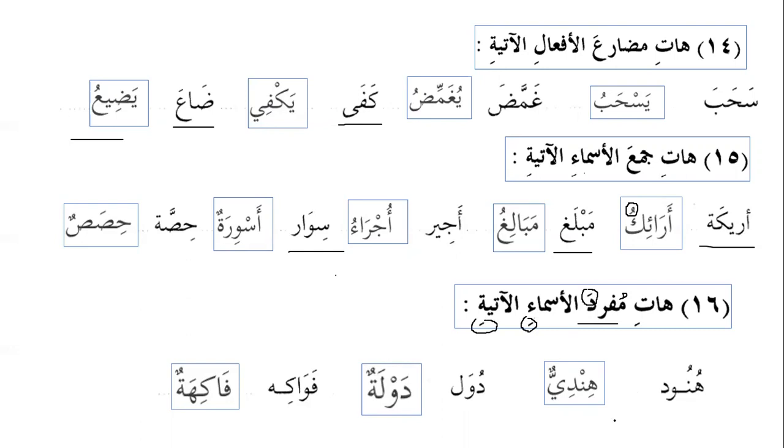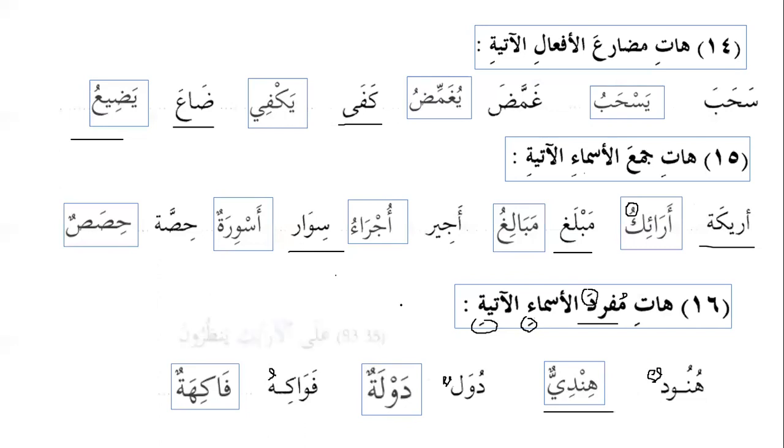Hunudun, okay, the answers are already there for you. So hunudun, and the singular will be hindiyun. Indian and Indians, hunudun. So basically it is tanween over there. Then we have dawlatun, and the plural of dawlatun is duwalun, countries. And then we have fakihatun, and the plural of fakihatun is indeclinable, fawakihu, because it is on the pattern of mafa'ilu.